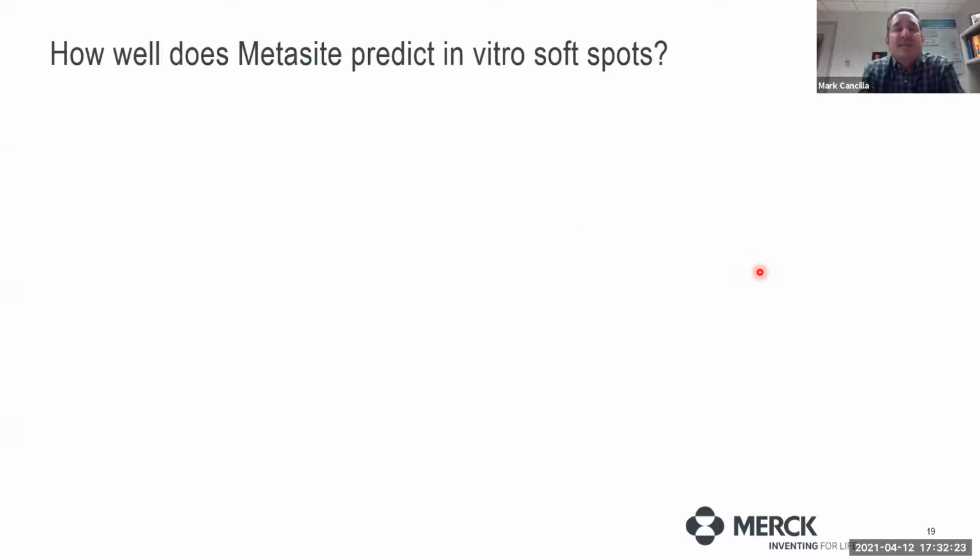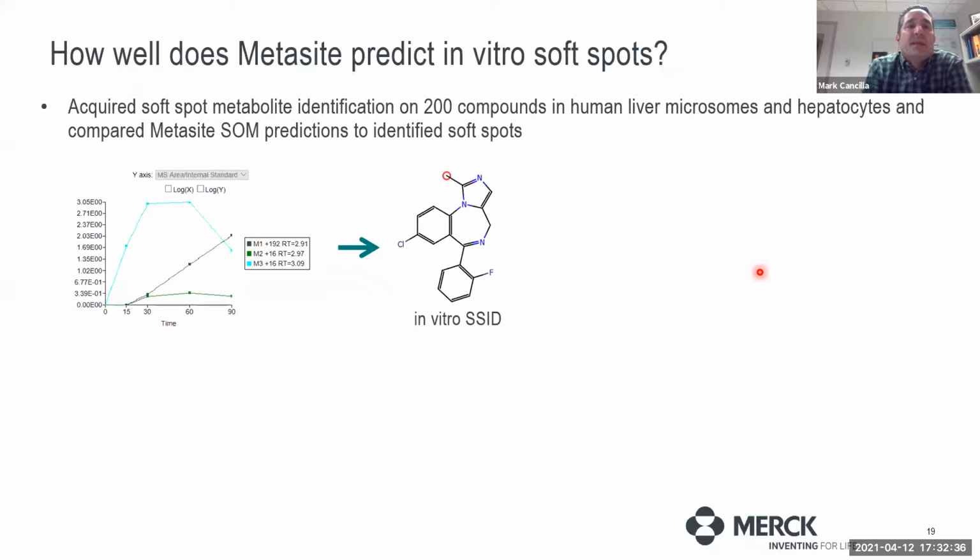So how well does MassMetaSite actually predict in vitro soft spots? If this is not your area of expertise, there are many papers on this. Many people have wanted to calculate how well this actually works. Since we run this assay every week now, we have a large data set to collect from. So we just grabbed 200 compounds from human liver microsomes and hepatocytes, and we compared the MassMetaSite site of metabolism predictions to the actual identified soft spots.